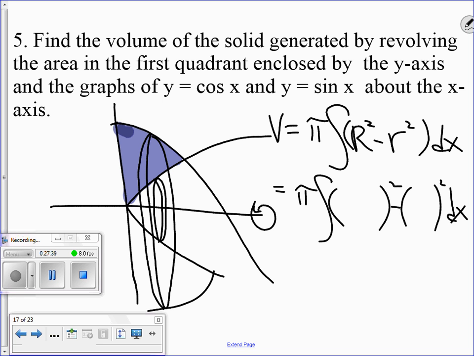All right, let's talk about big R for a second. Big R is the distance from the axis of rotation to here or up there? Up there, right? It's always to the outside of the shaded region. So it's this whole distance. What is that going to equal? Cosine x. Little r, the radius of the hole, is the distance from the axis of rotation to the inside function. Sine x.